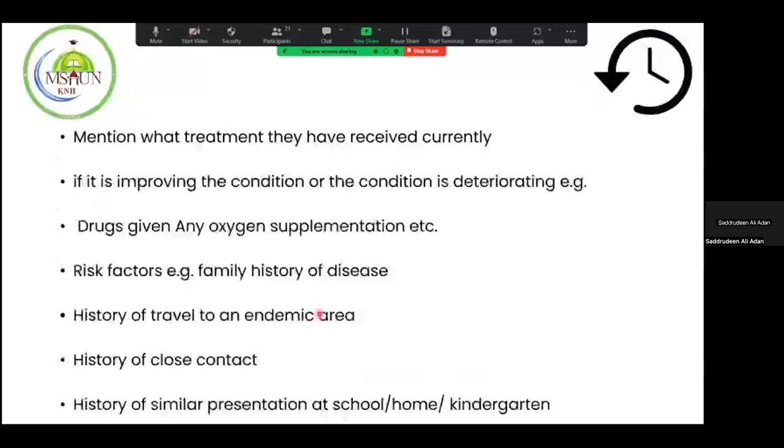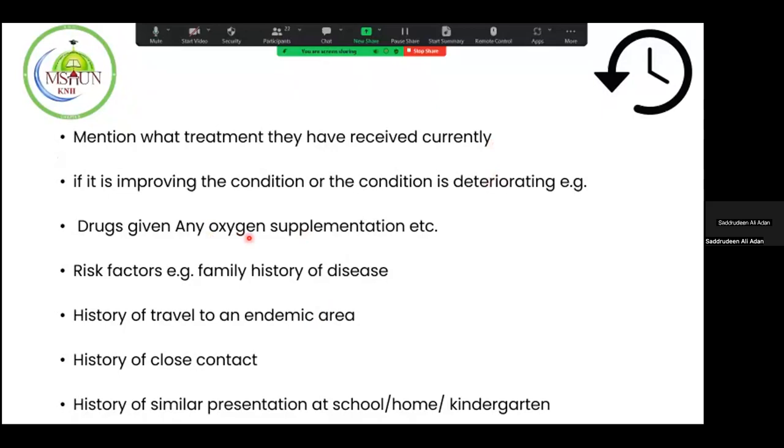So you now mention what treatment they have received, currently, at the time of the current treatment that they are on. It's good to know the drug. I know right now you're finding that they are brand names. It's not the regular insulin, maybe Lispro, Aspart. Some drugs, they're not giving you the pharmacological names. So you mention the treatment that they're receiving currently, and if the condition is improving or deteriorating, and any drugs that are given, even if it's oxygen. It's also important that you consider that oxygen is also a drug.